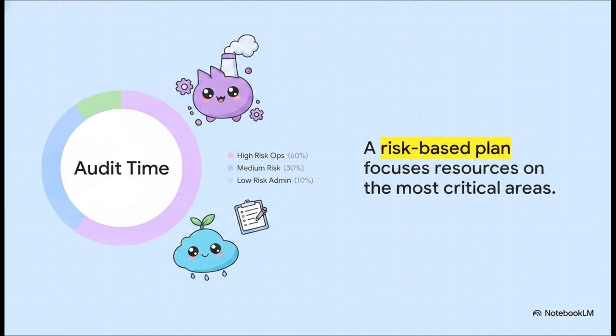Picture your total audit time. You might find yourself spending a massive 60% of that time directly on the facility floor evaluating high-risk operations and emissions controls, maybe 30% on medium-risk environmental controls and monitoring, and only a tiny 10% reviewing low-risk administrative processes. That kind of disproportionate allocation is the true hallmark of an effective modern audit.